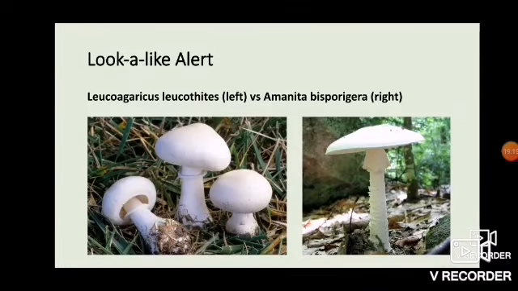On the left, we have our white dapperling. On the right, we have Amanita bisporigera, the destroying angel. They don't call it that because it's nice and angelic. It literally destroys your liver and kidneys. This is one of the most toxic species known.